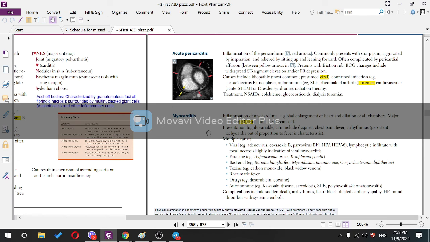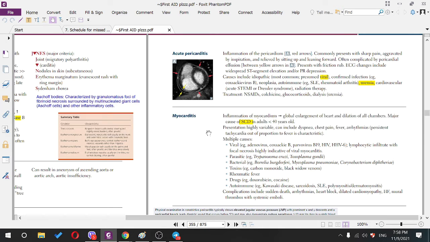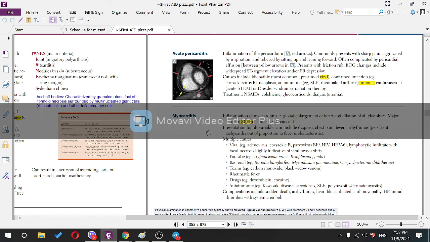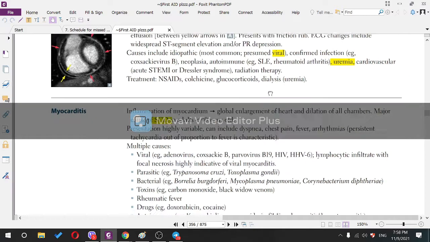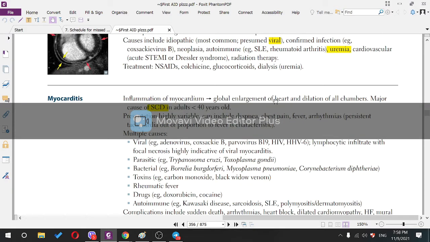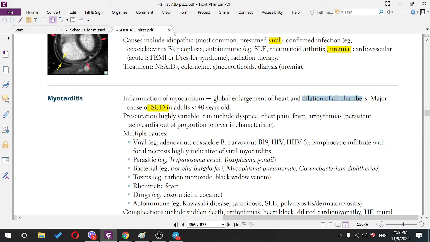You mean like left heart failure and right heart failure? Exactly. So he will have dyspnea, chest pain, fever, he will have edema, he will have JVD, all of that. He will have heart failure symptoms that occurred acutely, okay? They write, inflammation of the myocardium. There will be global enlargement of the heart and dilatation of all chambers.